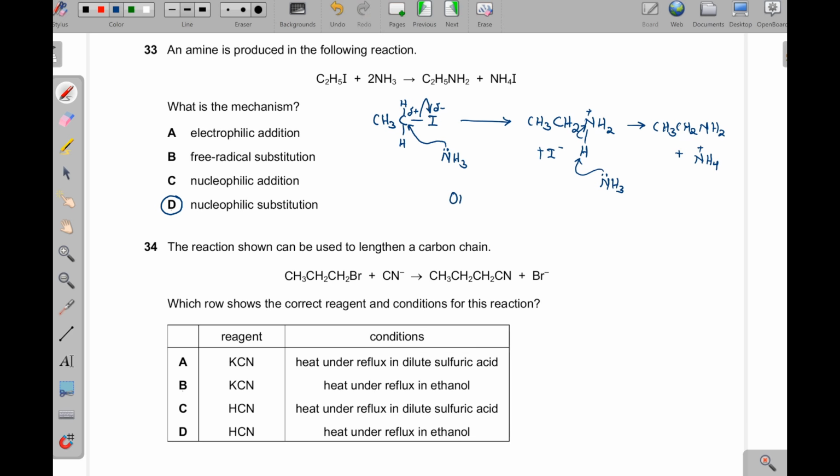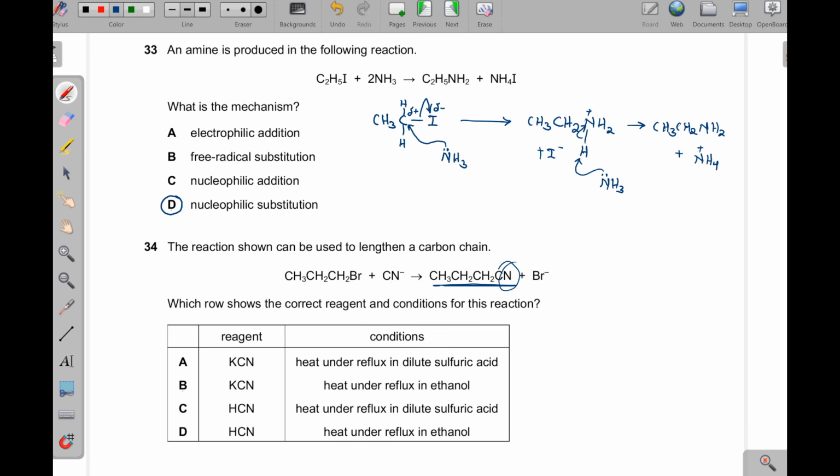It can be a negatively charged ion, just like the OH here, or just a molecule like this ammonia here, and it has a lone pair of electrons, then it can donate. Okay, so that is that. Then question 34, the reaction shown can be used to lengthen a carbon chain. Yeah, that is when we use the cyanide. So it is also nucleophilic substitution. So this one comes here, replaces this bromine there, and then you see.